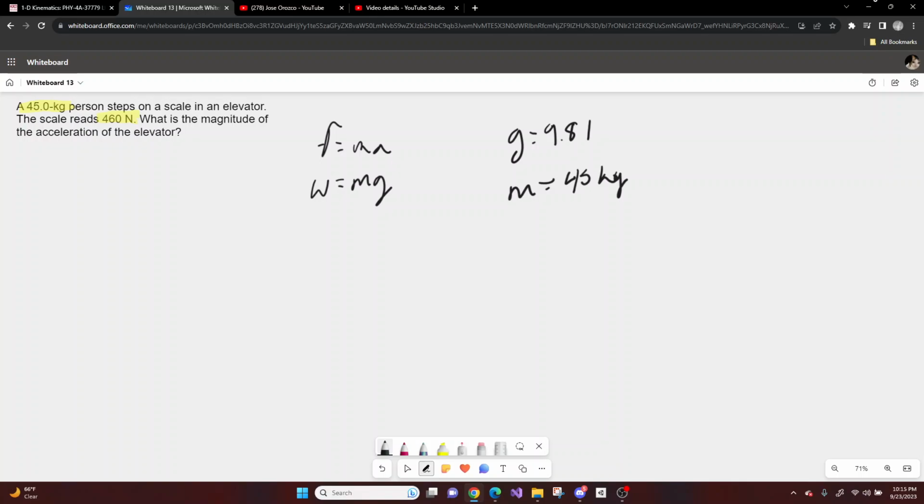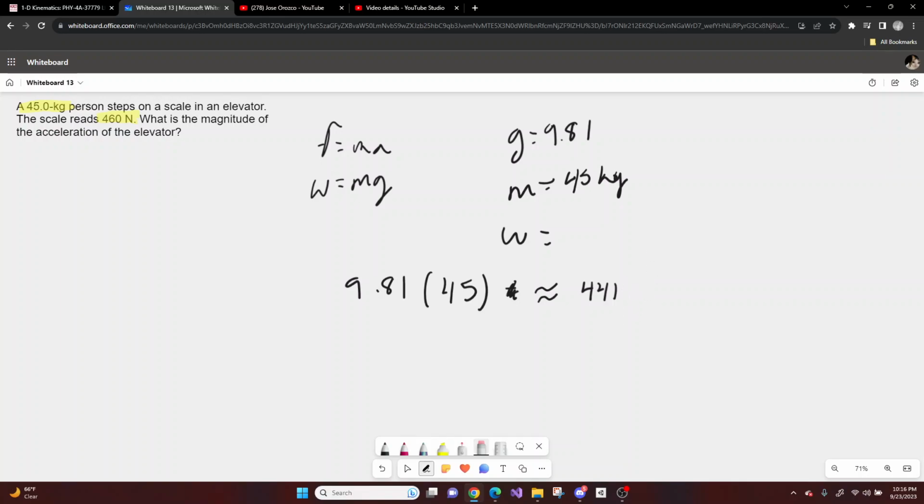So now with this, we can plug this into weight and figure out weight. So you can say that weight is given. It is just 9.81 times 45 kg. Let's go ahead and plug this into a calculator. 9.81 times 45. And this should be about 441. That should be the weight.